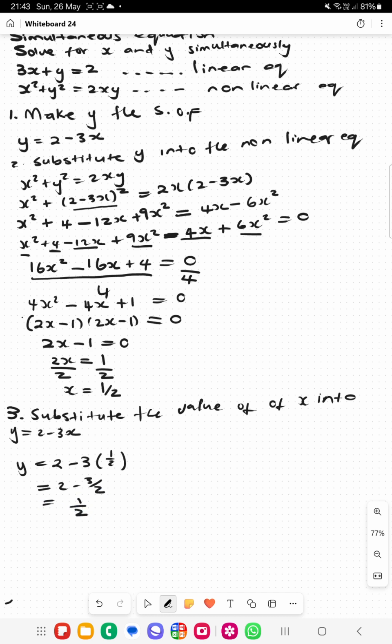So I have solved for x and y. My x is half and my y is also half. So just a note that normally you would get 2 values of x and 2 values of y. Otherwise, happy studying.